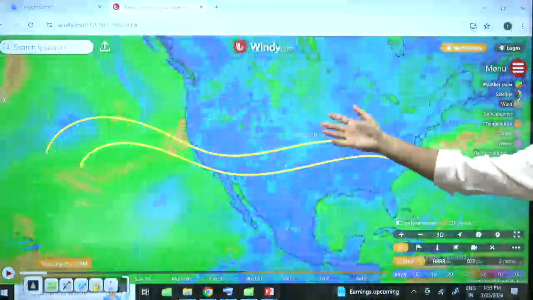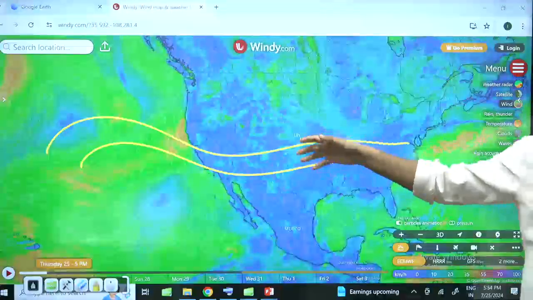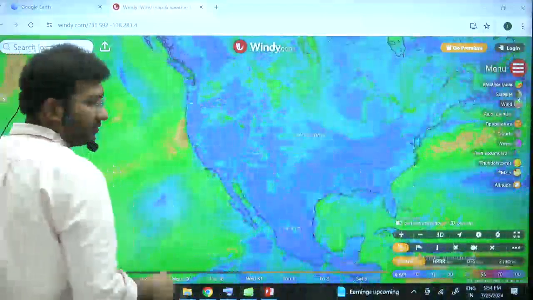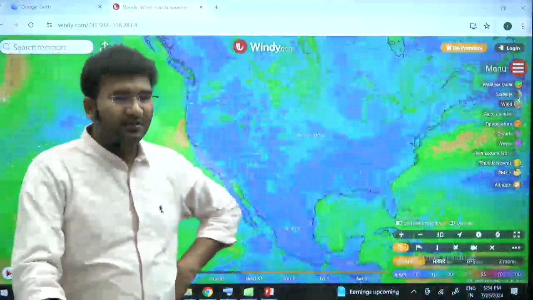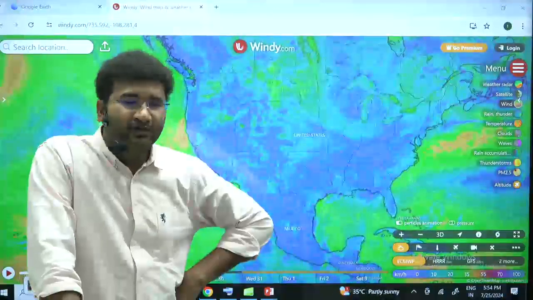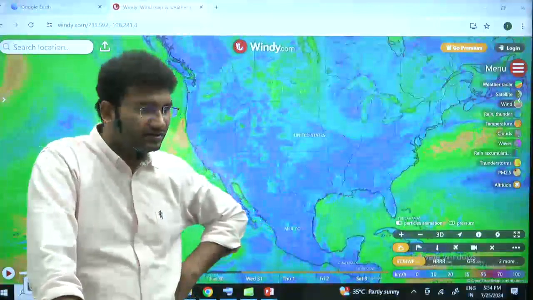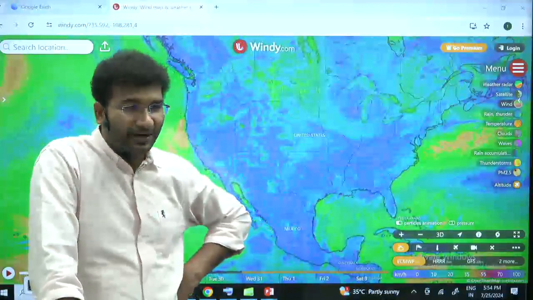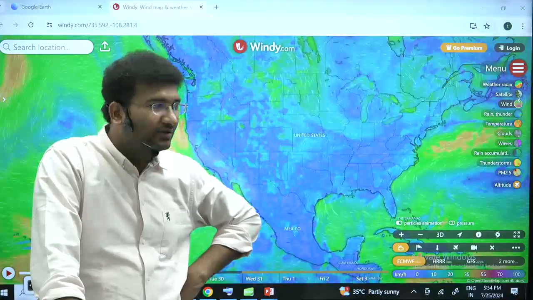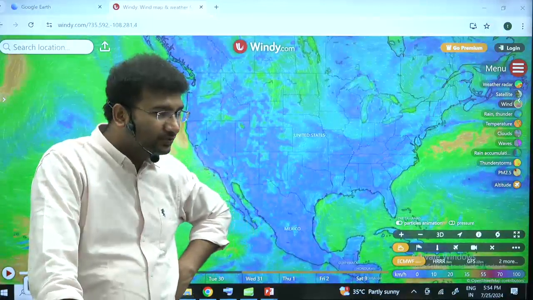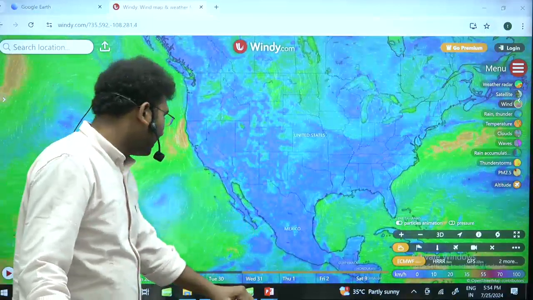So the disturbances of this jet stream will lead to disturbances in the North American climate as well. That means the impact of El Nino and La Nina can be there up to 30 degrees north and 40 degrees north, because it is impacting the subtropical westerly jet stream. Okay? Now this is what is El Nino and La Nina.